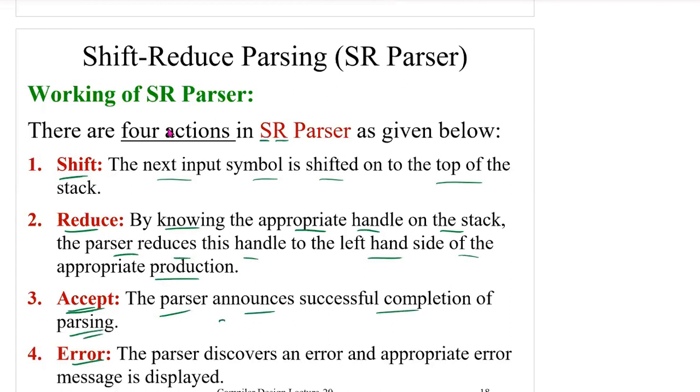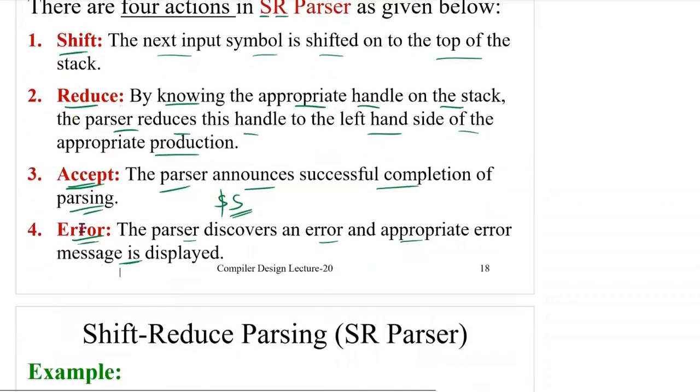Whenever the stack contains $S, where S is the starting variable on top of the stack, the parser announces successful completion of parsing. Then error: the parser discovers an error and an appropriate error message is displayed. Whenever no reduction is possible or no substitutions are allowed, an error occurs. So in the shift reduce parser, these are the four actions: shift, reduce, accept, and error.